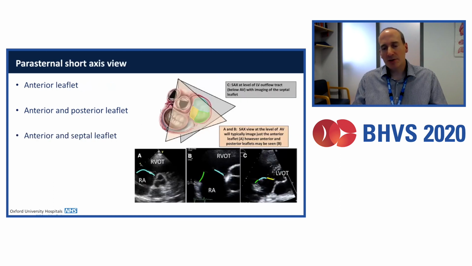The same is true of the short axis view. A conventional short axis view, as in the pale orange triangle, will include the aortic valve and will take your imaging plane through the anterior leaflets and sometimes also give you the posterior leaflets. To bring the septal leaflet in, you've got to lower the imaging plane, come under the aortic valve, bring the left ventricular outflow tract into view, and then you'll pick up the septal leaflet as well as the anterior leaflet.